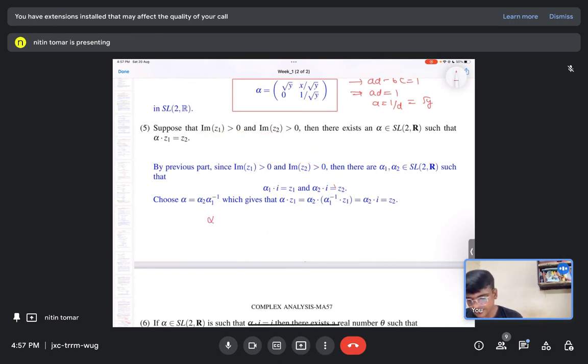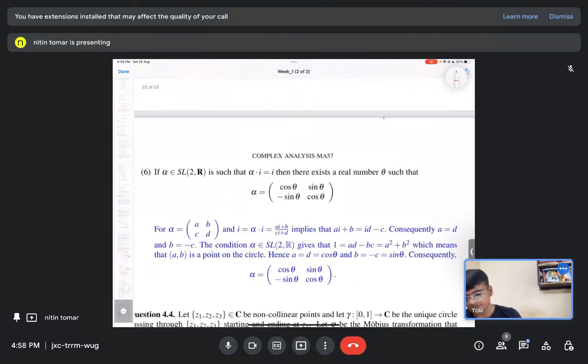Because alpha is alpha 2 alpha 1 inverse, its determinant will be the product of the determinants. And because alpha 2 has determinant 1 and alpha 1 has determinant 1, its inverse will also have determinant 1. So this alpha that we have chosen indeed belongs to SL2R. So this question is done. We're running out of time, just give me 10 more minutes.